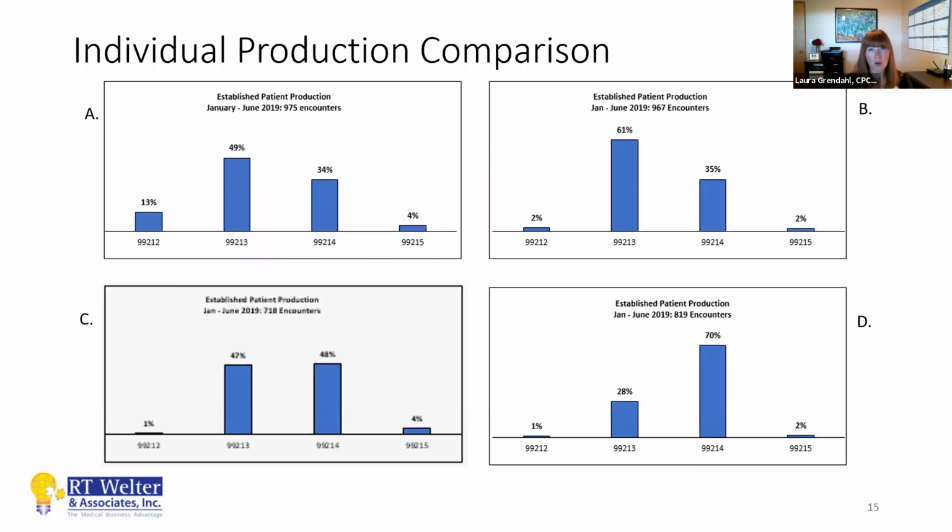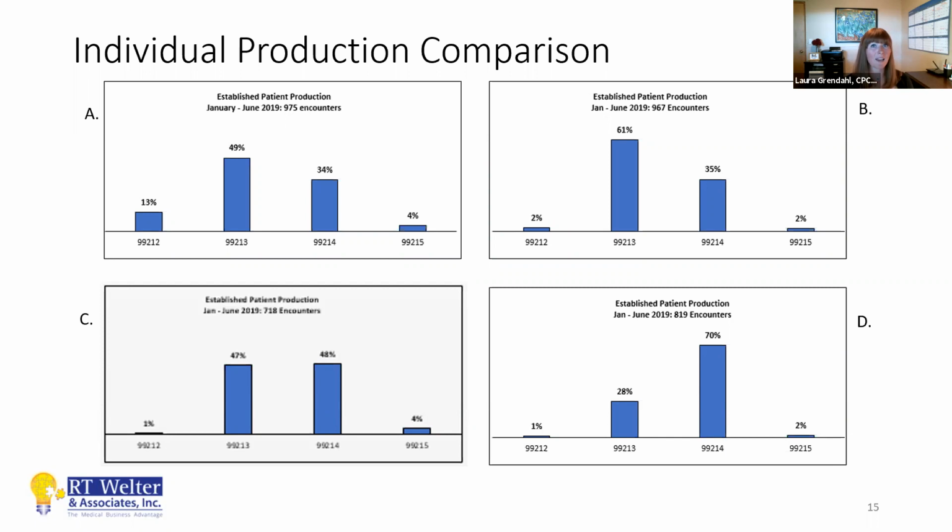This is an individual production comparison between 4 of the providers within that same clinic. So again, we saw what their collective coding pattern looked like, but now when we break that down, we see these 4 different providers, and it's all over the place, right? If we're comparing provider A with provider D, again, we're going to keep this critical thinking going. Why is provider A seeing so many 212s and 213s compared to providers C and D who have that higher level of 99214s? Well, these could be many different things, right?